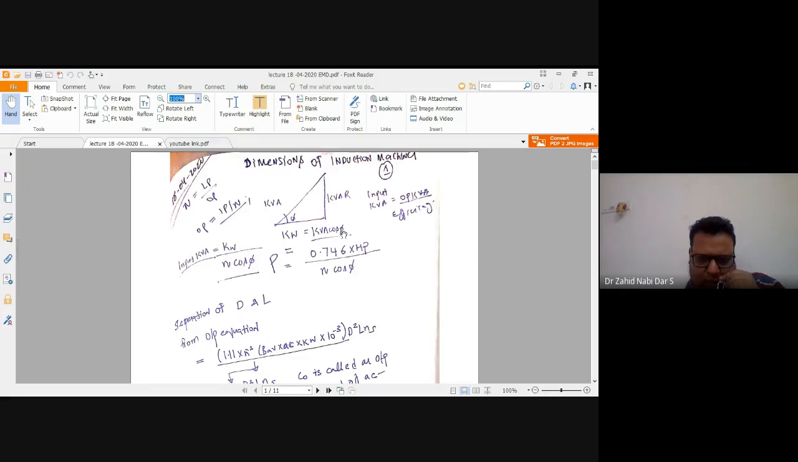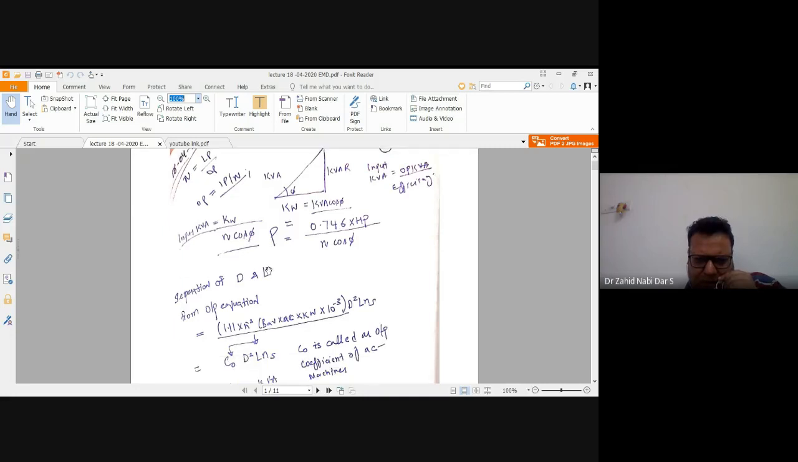One more important thing to notice is your input kVA. Efficiency is output by input. So your input kVA would be your output kVA divided by efficiency. Here also you can write input kVA from this formula. Input kVA is equal to kW divided by efficiency into cos phi. If you relate these three equations, you will arrive at this. This is elementary basics, not a big thing over here.